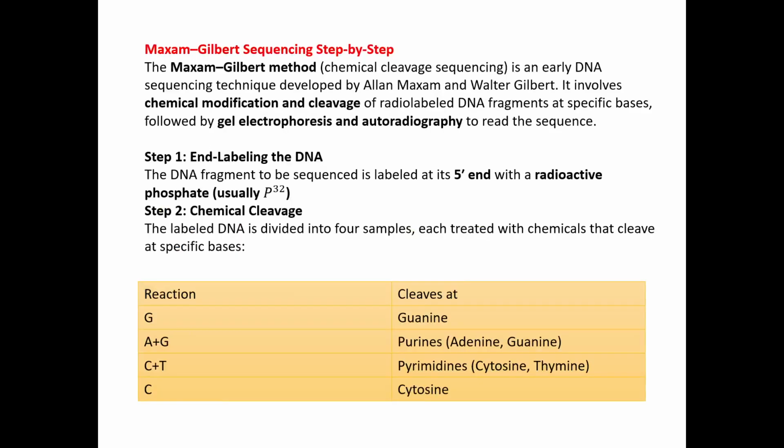Next is regarding the Maxam-Gilbert sequencing. So the Maxam-Gilbert method is chemical cleavage sequencing. It is an early DNA sequencing method developed by Allan Maxam and Walter Gilbert. It involves chemical modification and cleavage of radiolabeled DNA fragments at specific bases. Then this is followed by gel electrophoresis and autoradiography to read the sequence.